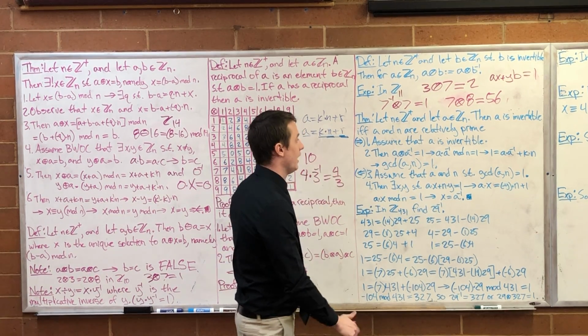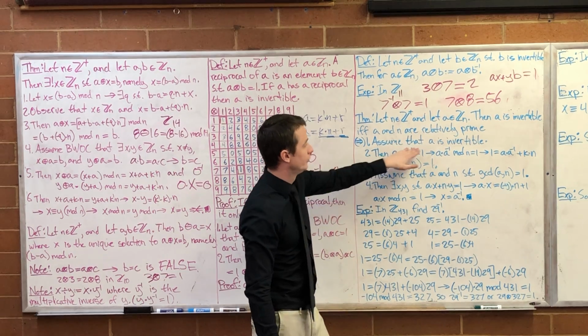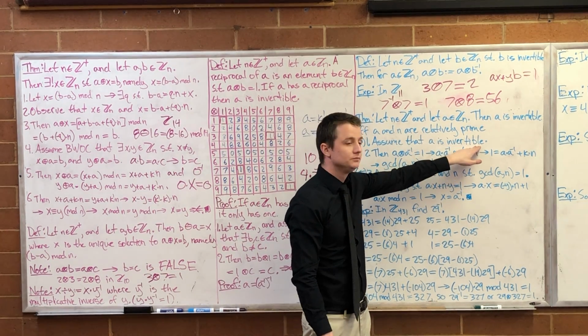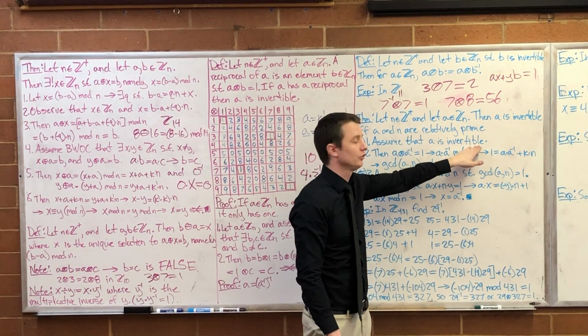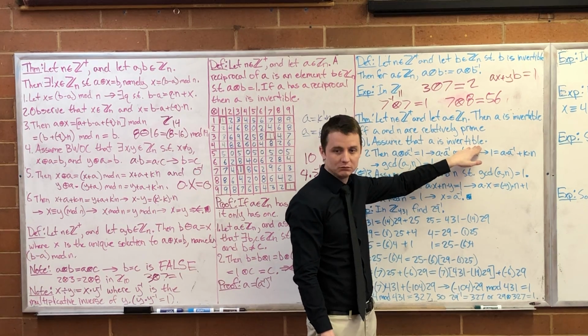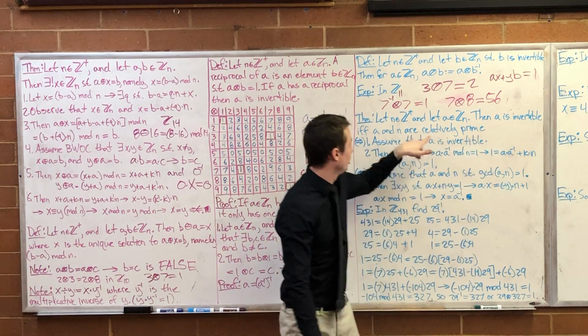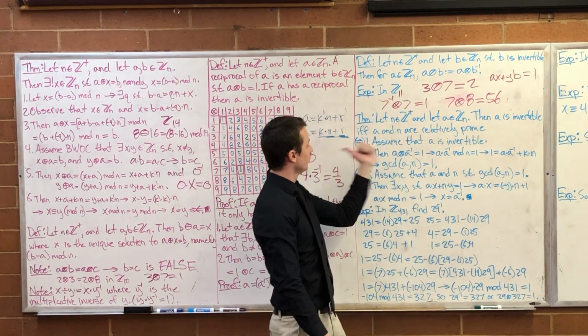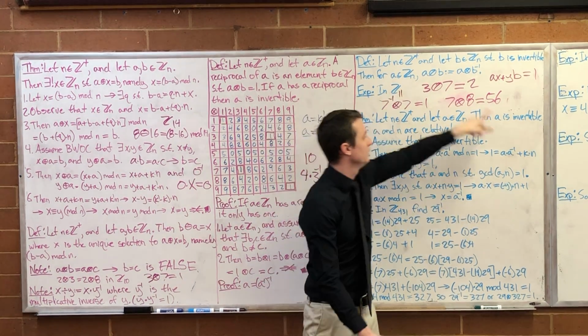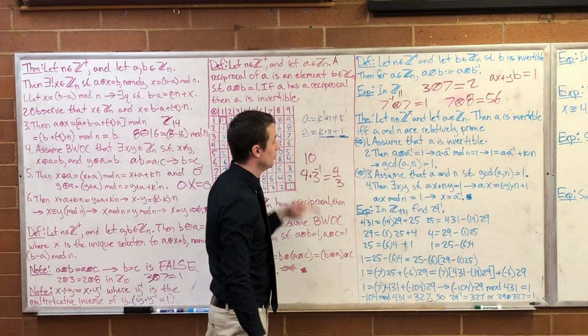We're here. Nice, easy, straightforward proof. Assume that a is invertible. We need to use that fact to show that a and n are relatively prime. So go in this direction first. This is an if and only if. We're going to show that if they're invertible, then a and n are relatively prime. And then we'll come back this way, show that if a and n are relatively prime, a is invertible. So assume a is invertible.